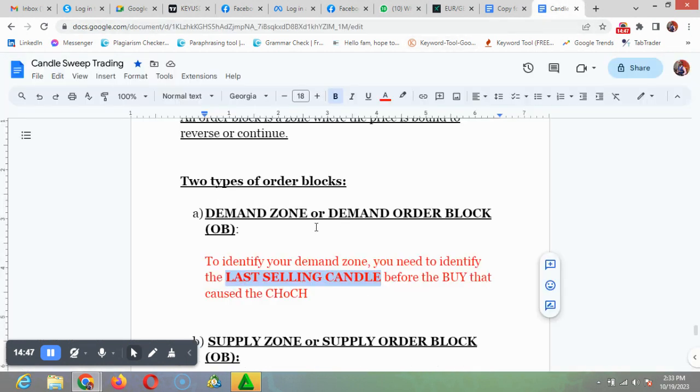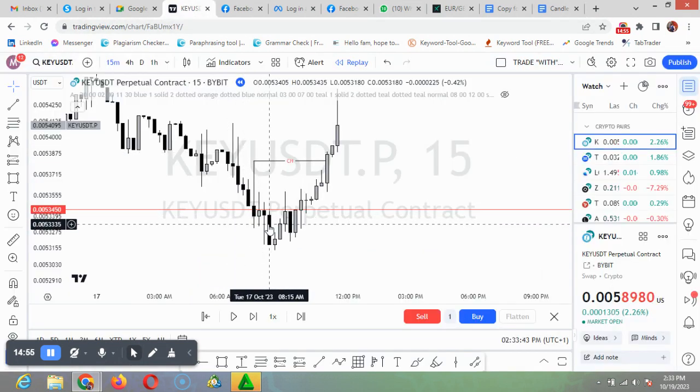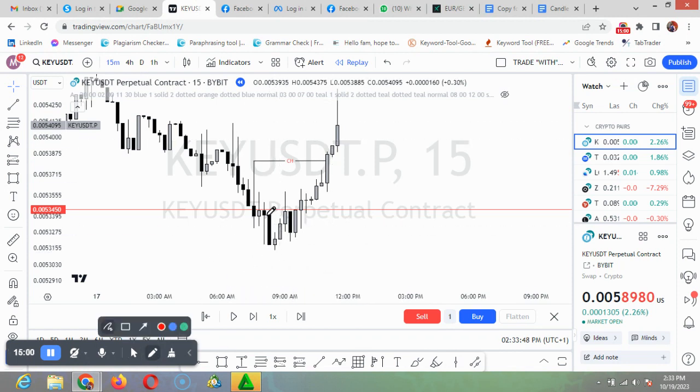The rule says you have to identify the last selling candle before the buy that caused the church. So this is the last selling candle before this buy. I hope this is clear.